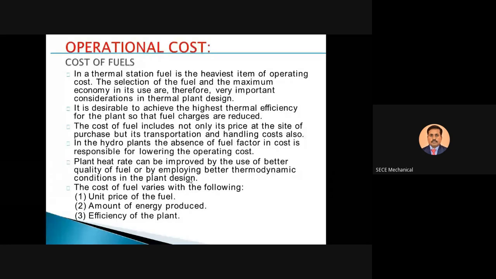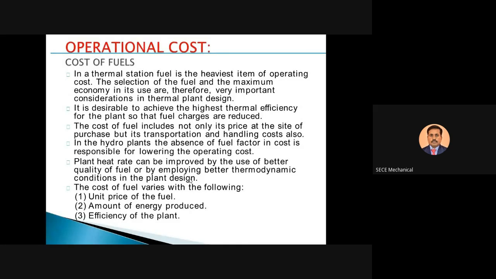Next, plant heat rate can be improved by use of better quality fuel or by employing better thermodynamic conditions in the power plant design. I already told you the cost of fuel depends upon various factors, and one factor is the quality of the fuel. If the quality of the fuel is not good, definitely you will use a larger amount of fuel to produce the energy. That means the cost of fuel increases, so the unit price of fuel for energy producing is higher.